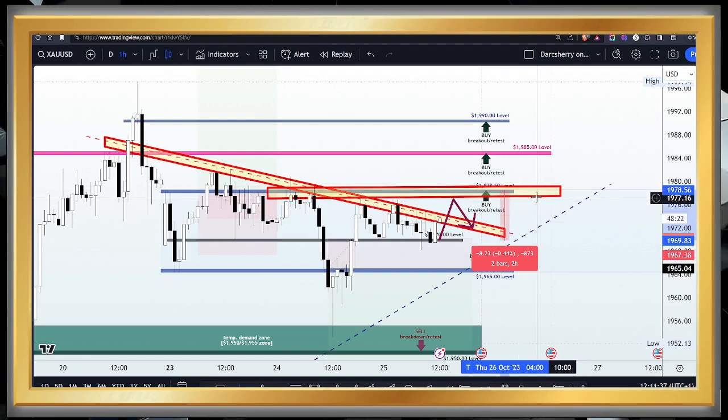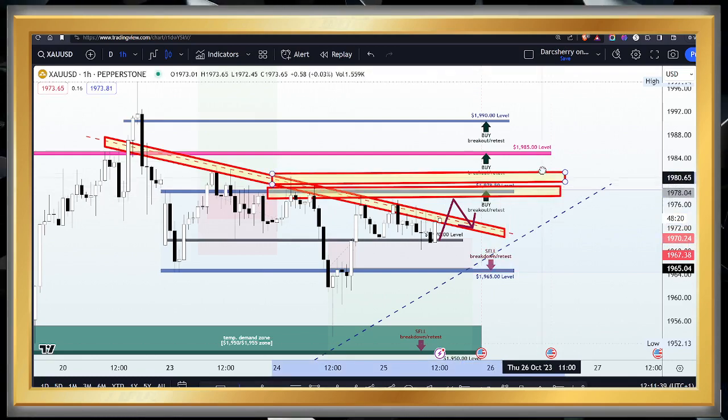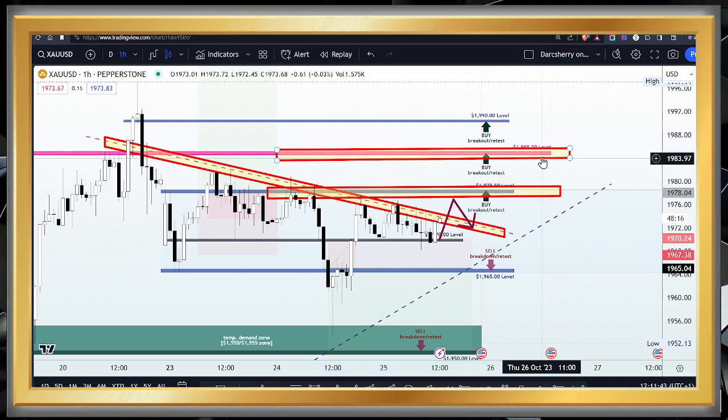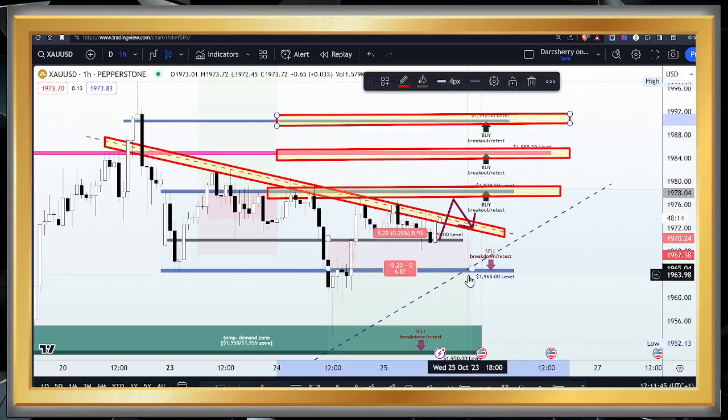And if price continues to climb up, then we have multiple levels to maximize the potential of the move, like the 1,985 and the 1,990 area, to add more position to our existing buy trade.